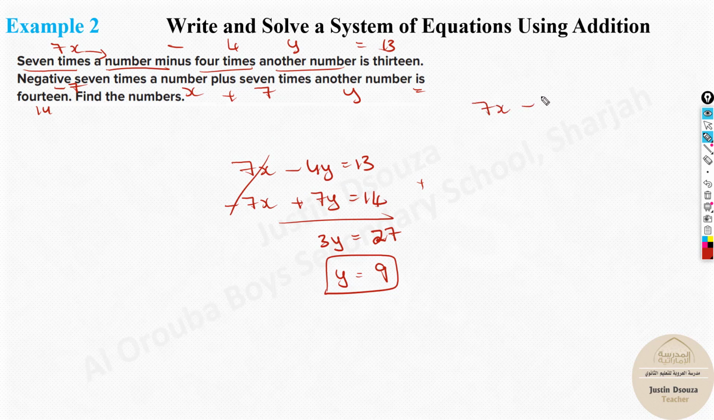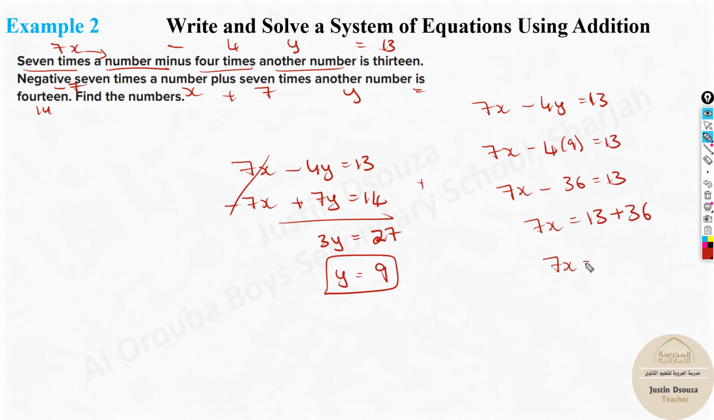I'll use the first equation, 7x minus 4y equals 13. Substitute everything back over here now. 7x minus 4 into 9 equals 13. I'll just solve this first. 4 times 9 is 36, so 7x minus 36 equals 13. Now when 36 goes to the other side, it becomes positive. So 7x is equal to 13 plus 36, that is 49. And now divide both the sides by 7. 49 divided by 7 is 7. So x is 7. These are the answers. The solution is 7 comma 9.